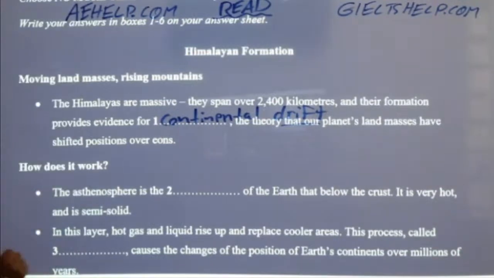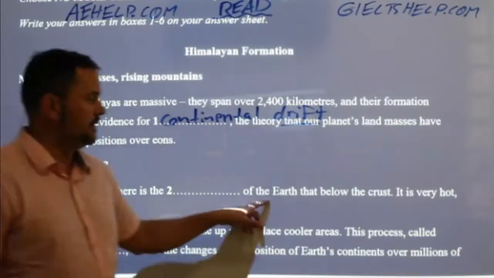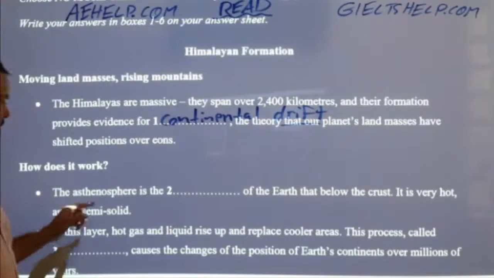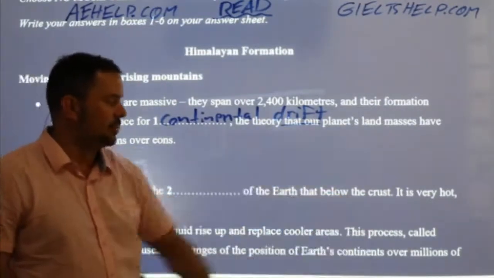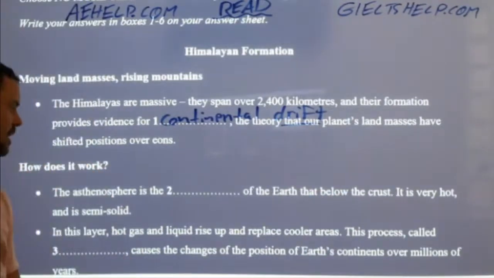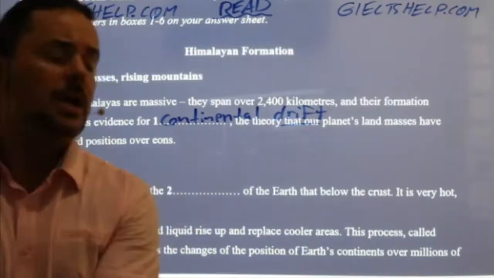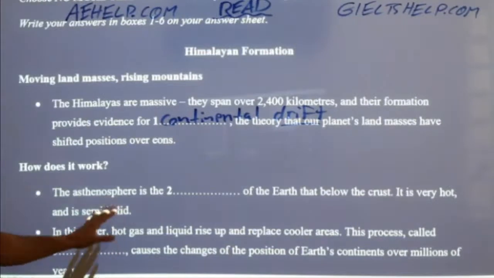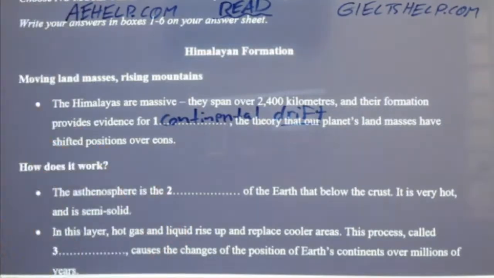Next one. How does it work? The asthenosphere is the something of the earth that is below the crust. Okay. So the asthenosphere is the something of the earth that's below the crust. What do you think the word there is? What word would best fit? Again, this word comes up a couple times, so if you're just skimming and scanning, you'll get lost a couple times because it appears a few different times. Okay. Baekjun says layer.